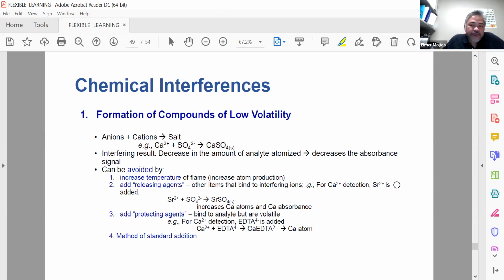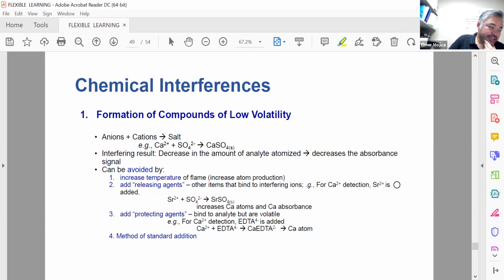How can you avoid this? You increase the temperature of the flame, you increase the atom production, higher temperature. You can use the so-called releasing agent. So other atoms that bind with the interfering ions, like for calcium, they use strontium. So instead of calcium reacting with the sulfate, the strontium reacts with it. So it increases the calcium atom and the calcium absorbance.